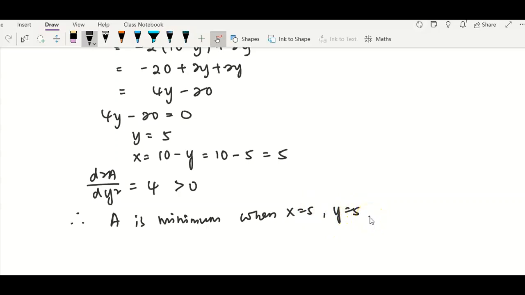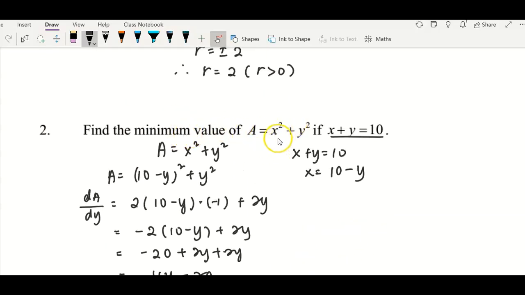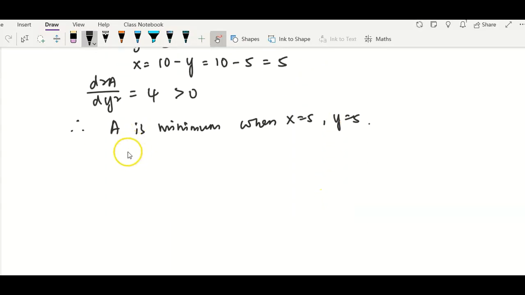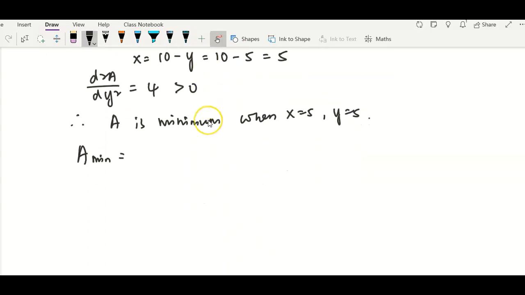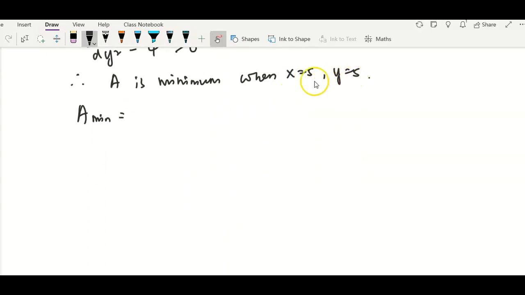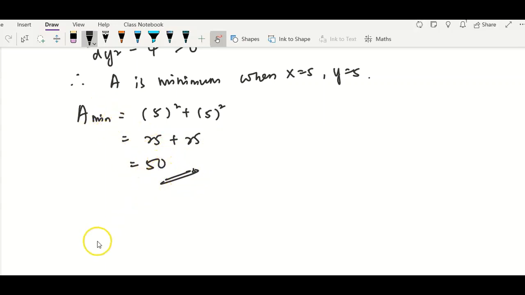But this is not our answer because the question is not interested in the value of x and y only, but they are interested in our final answer being the minimum value of A. So now, to get the minimum value of A, because the expression A equals x squared plus y squared, we need to put the values of x and y into the function. So I have 5 squared plus 5 squared. That will be x squared plus y squared. 25 plus 25 will be equal to 50. So this is our minimum value of A, which equals 50.